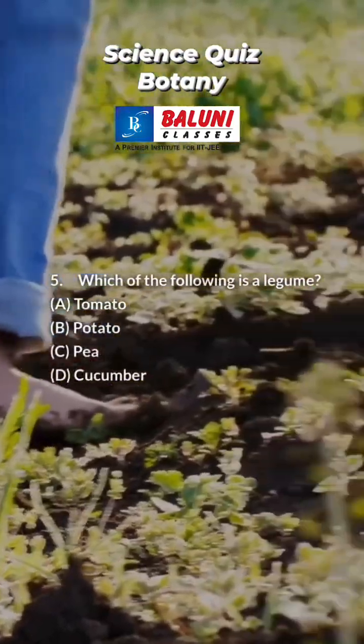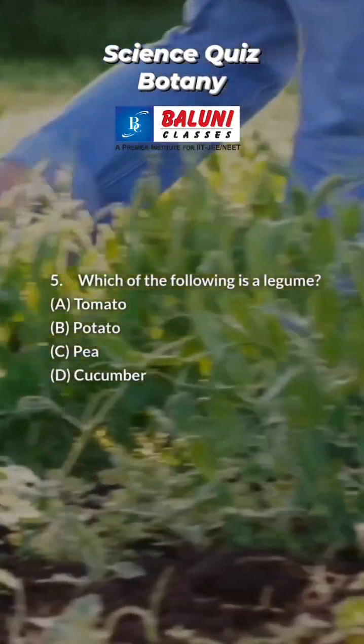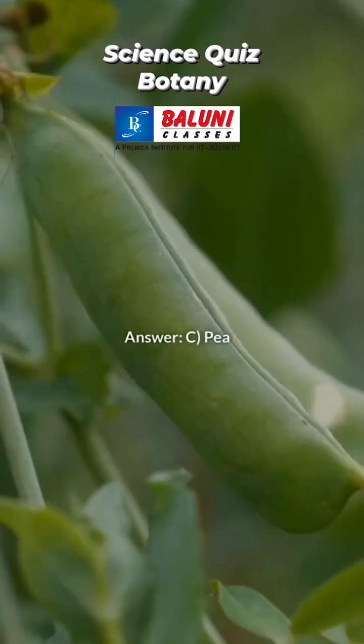5. Which of the following is a legume? A. Tomato. B. Potato. C. Pea. D. Cucumber. 5, 4, 3, 2, 1. Answer. C. Pea.